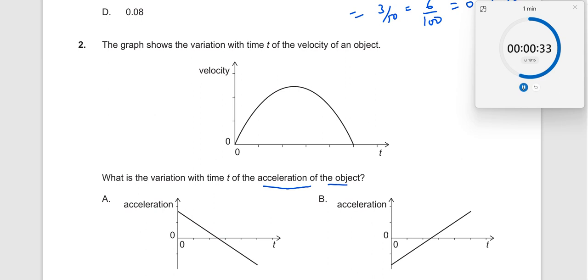When I draw a tangent to the velocity-time graph, I get the acceleration. Let me draw the easiest point at this point. You see what you get over here? Velocity is constant over time, so therefore your acceleration is equal to 0.